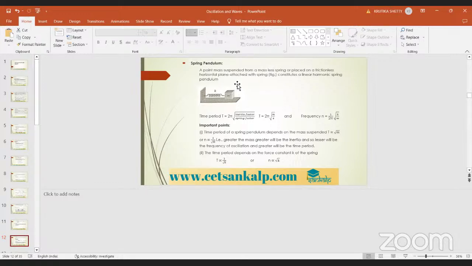What is the spring pendulum? You can see the figure. A point mass suspended from a massless string, that is having very negligible mass, or placed on a frictionless horizontal plane attached with spring, constituting a linear harmonic spring pendulum. So here the time period is given by t is equal to 2 pi under root of m by k, or the frequency is the reciprocal of that.